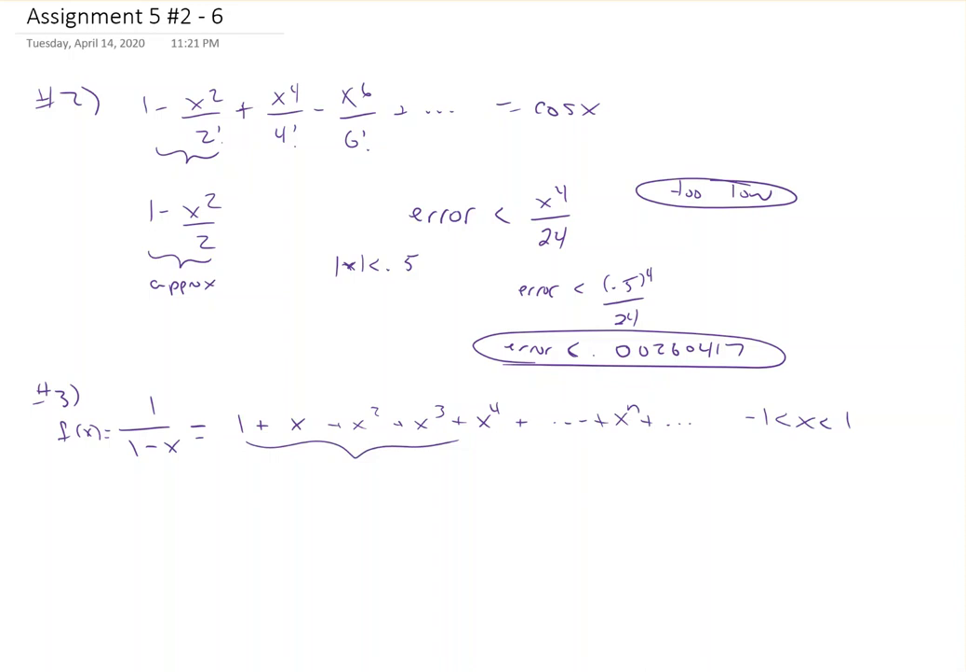Okay, so they say, do the same thing for g of x. Well, if g of x is 1 over 1 plus x, we have to recognize that this is just f of negative x. So really all we're doing is replacing every instance of x with negative x. Then they come in and say, do h of x, in which h of x is 1 over 1 plus x squared.